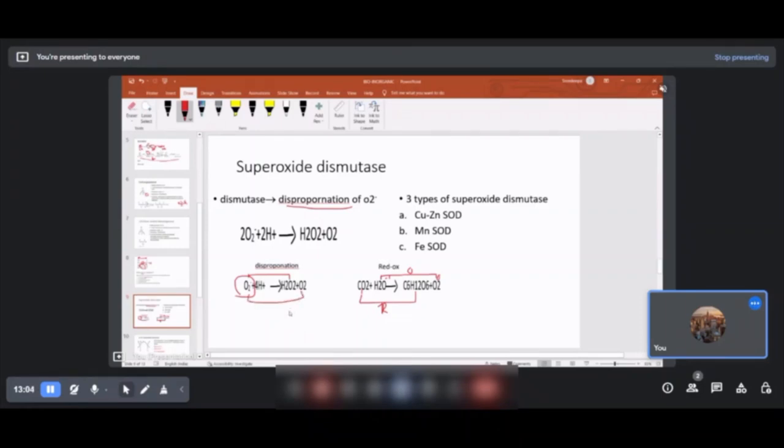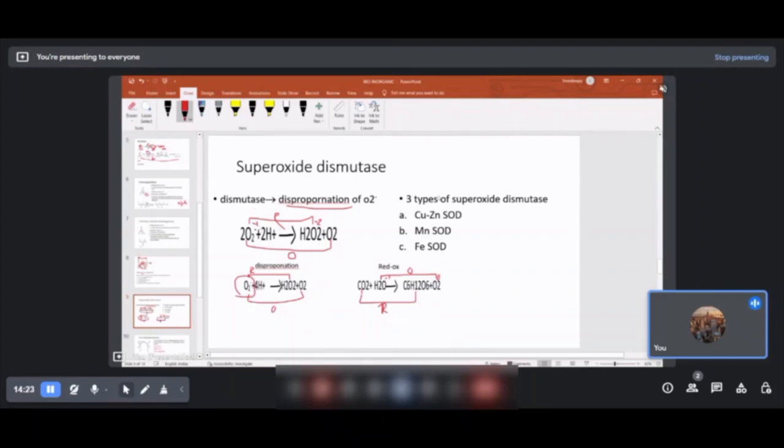Here oxidation is taking place, and here reduction is taking place. So the major difference is that in a redox reaction two species are performing, and here one species will perform both reduction and oxidation. So this is the reaction of superoxide dismutase, where the superoxide O2 minus is getting reduced to H2O2, and this O2 minus will also get oxidized to O2. One species is performing both reduction and oxidation.